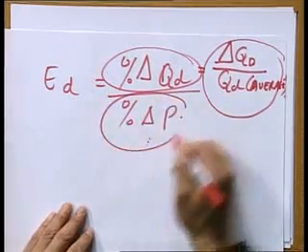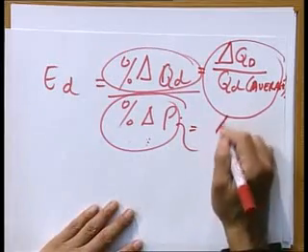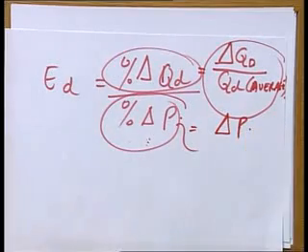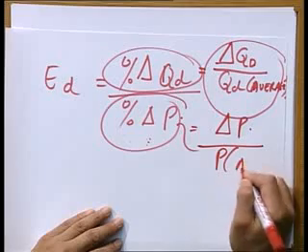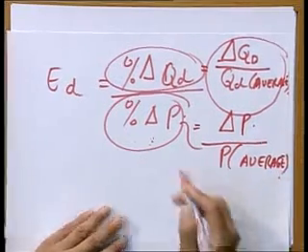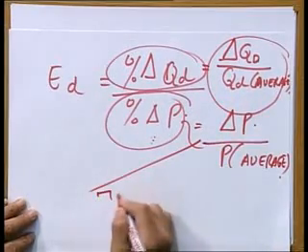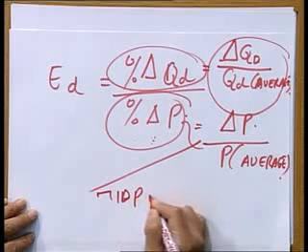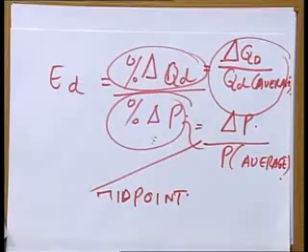The percentage change in the price is equal to what? It is equal to the absolute change in the price, that means the change from one price to another price, divided by what? By the average price. Now, when we use this formula, we calculate price elasticity of demand according to the midpoint approach or the midpoint formula.